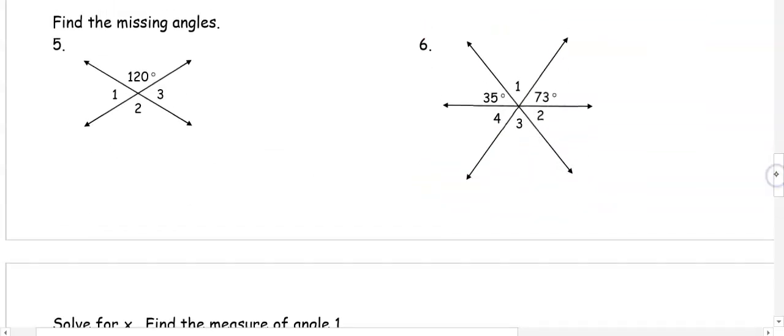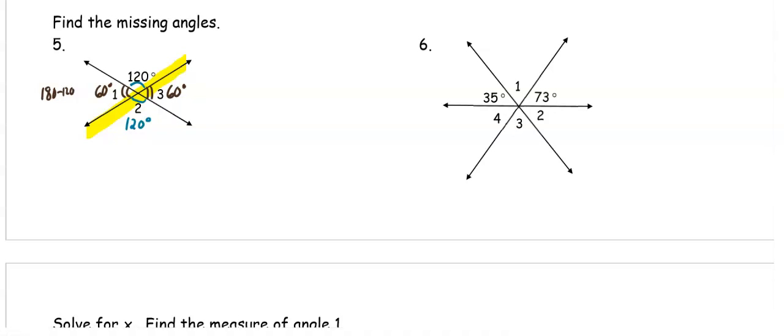So in number 5, we want to find the missing angles. So 120 degrees is across from angle 2, so that's also 120 degrees. Then we know that 120 degrees and angle 1 form a straight line. So we can subtract 180 minus 120 will get us 60 degrees, which means angle 3 is also 60 degrees because they are vertical angles.